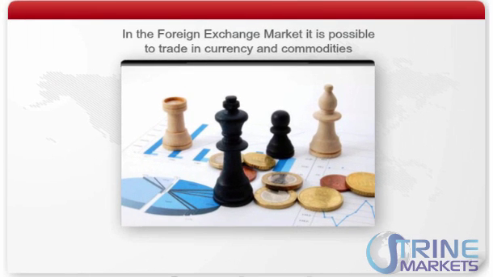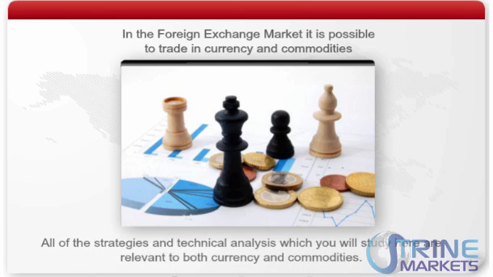The Forex market is comprised of currencies and commodities. Today, some brokers also allow trading of indices, futures contracts, and certain stocks. All the strategies and technical analyses that you will learn here are relevant for currencies as well as for commodities. Before we learn what an exchange rate is and how we buy and sell currencies, let's understand more clearly the advantages of the Forex market based on the characteristics which I've presented so far.